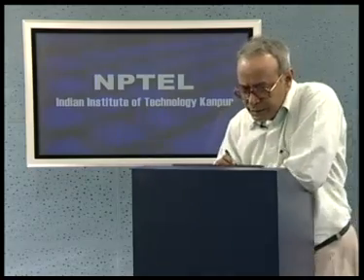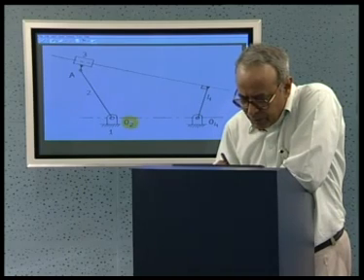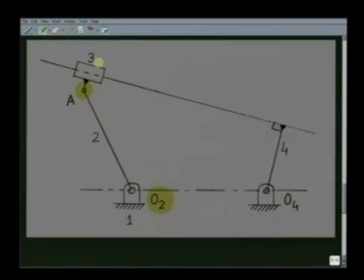Let us now consider this 3R1P mechanism. As we see, link number 2 has a revolute pair with link number 1 at O2 and a revolute pair at A with link number 3. And link number 3 has a prismatic pair with link number 4. And link number 4 has a revolute pair at O4 with link number 1. So in this 3R1P mechanism, there are 3 revolute pairs at O2, A and O4, and there is a prismatic pair between link 3 and link 4 in this direction.